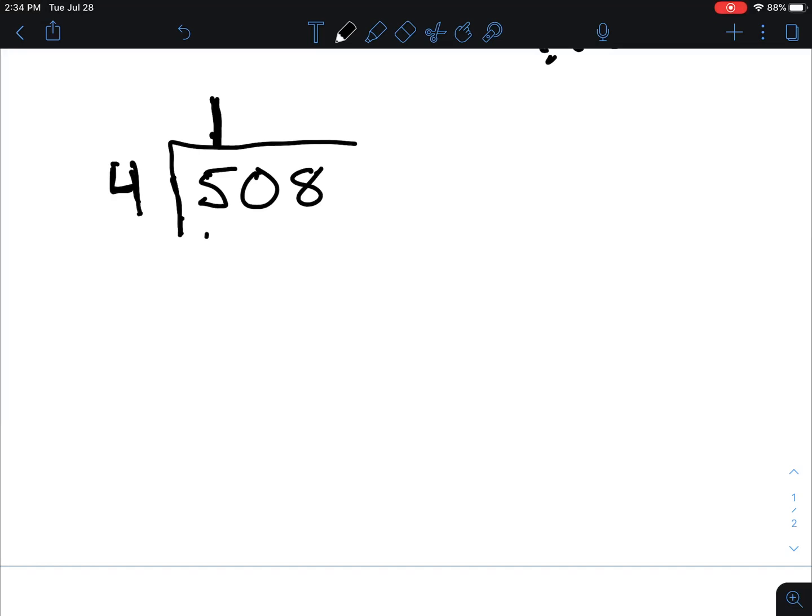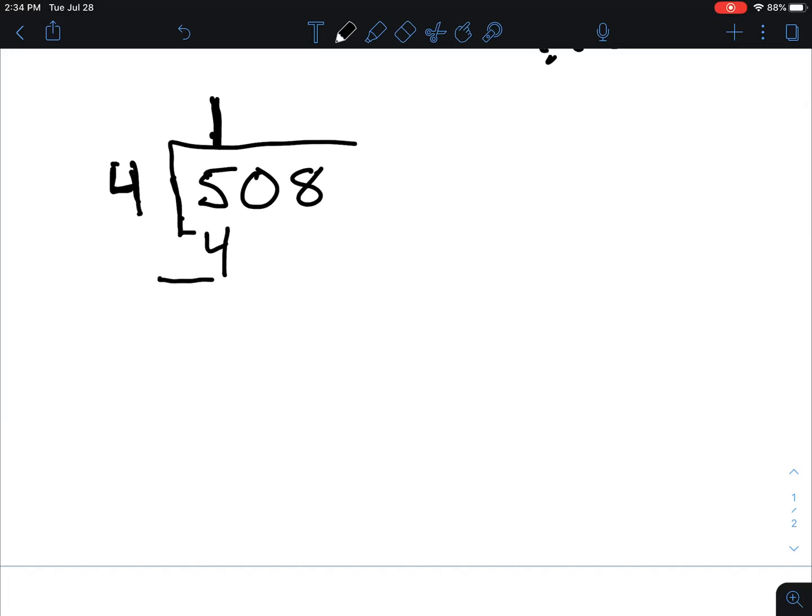Now, let's get to solving division problems with 0 in the dividend or with a 0 in the quotient. All this means is if I have a 0 in the dividend, remember the dividend is the number inside the box or inside the little house. So I have a 0 in the dividend. I'm going to show you what that means. It doesn't matter what numbers you have in your dividend. You're still going to divide the same way.